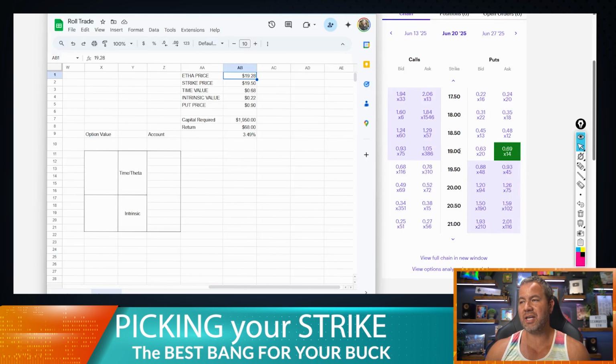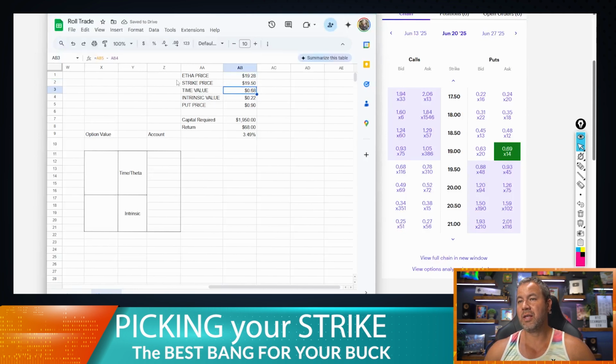You have the 19, which is right below. That's us selling a put that's out of the money. And the 19.50 is actually in the money, since the price is right in between, at $19.28. So let's math this out. If we did the 19.50 put, right now the spread is 88 cents to 93 cents. I'm going to put in 90 cents, which is the midpoint, as the put price. The strike price is 19.50.